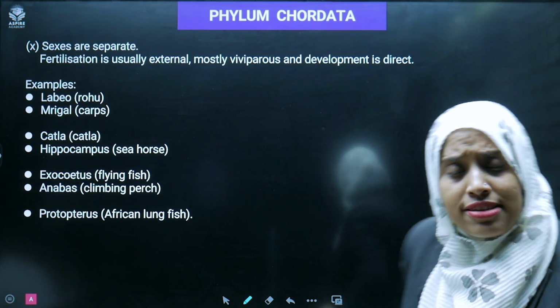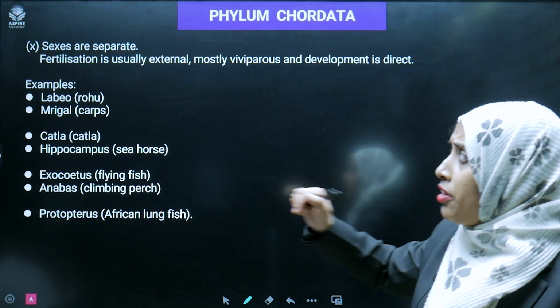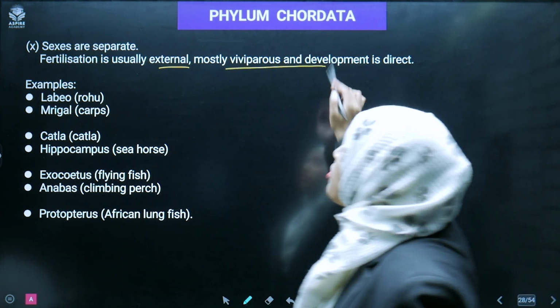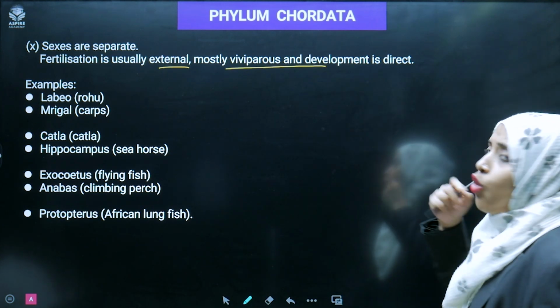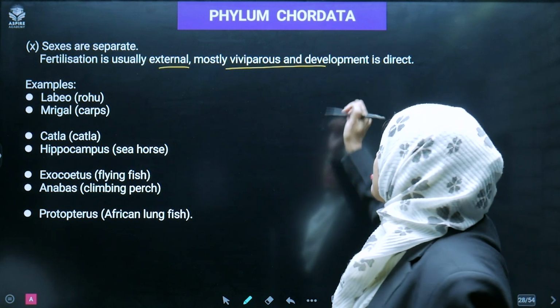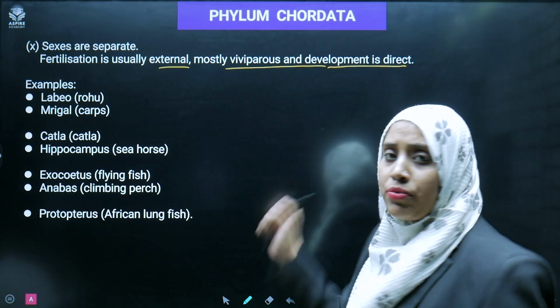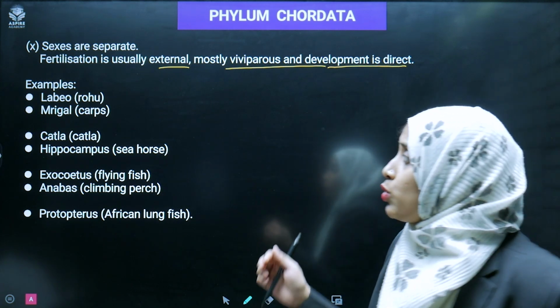Now separate sexes. Yes, male females are separate. Fertilization is external, mostly viviparous. ठीक है. Oviparous नहीं हो गए, they are viviparous and development is direct. Direct development होता है, कोई लार्वा नहीं होता है.